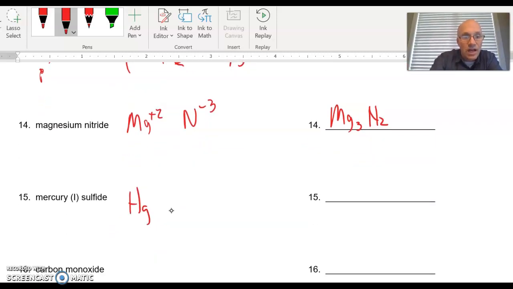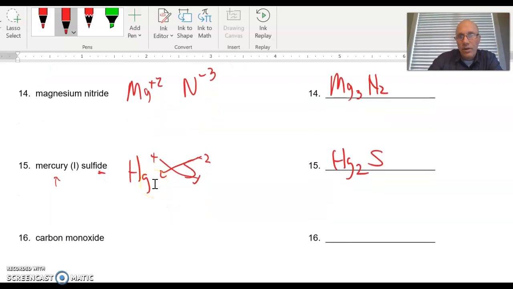All right, mercury 1 sulfide, Hg. This is an ionic compound, so mercury is a metal. It's +1. Sulfide is IDE, which means monatomic. Do that crisscross: Hg2S. You would have S1, but then we drop the 1.